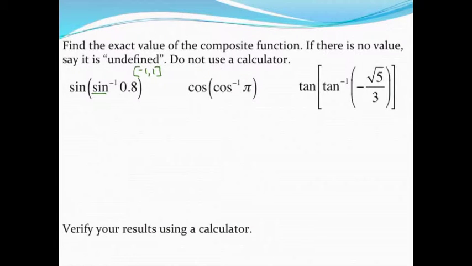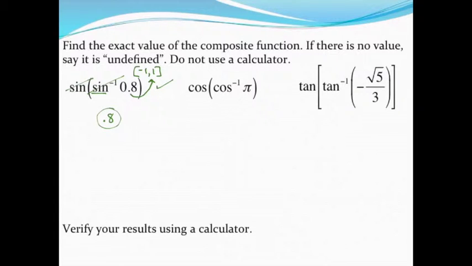So anyway, back to what we were doing. So is 0.8 in between -1 and 1? And yes, it is. So if that's the case, if it's in our domain, the problem is as easy as canceling these things out. Sine of the inverse sine cancels out, and so the answer is just 0.8.